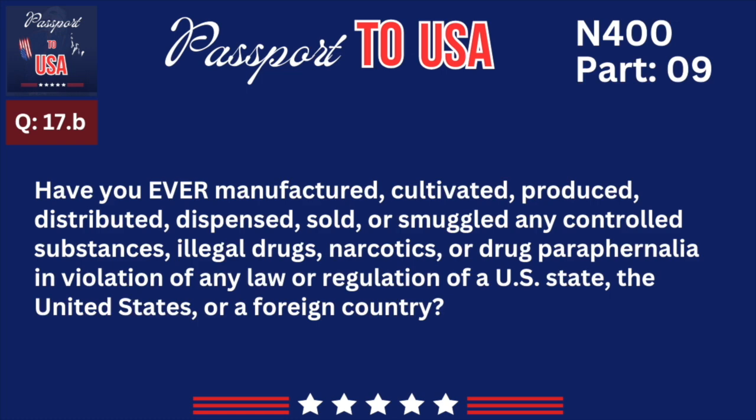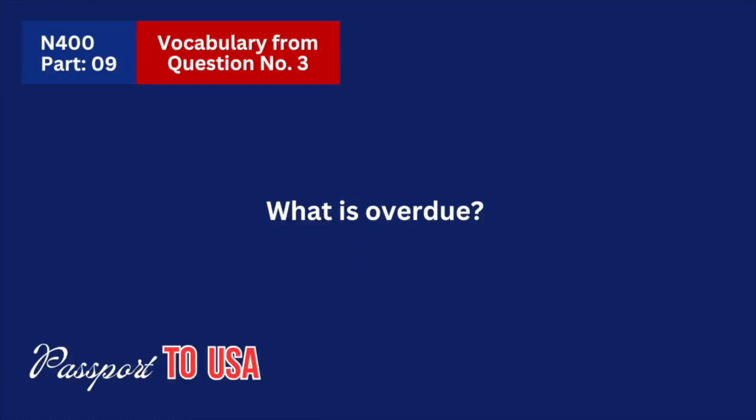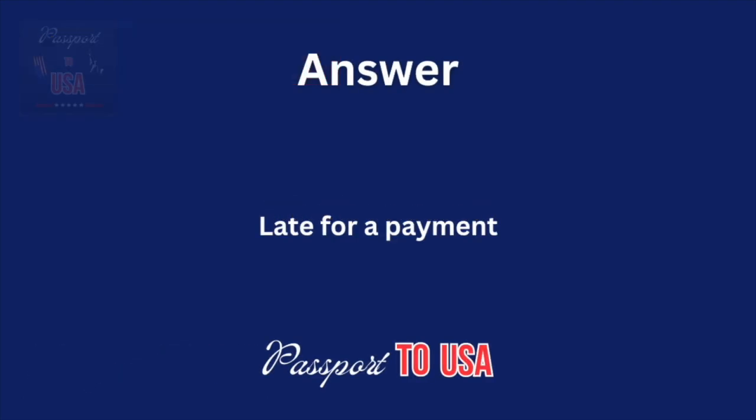Have you ever manufactured, cultivated, produced, distributed, dispensed, sold, or smuggled any controlled substances, illegal drugs, narcotics, or drug paraphernalia in violation of any law or regulation of a U.S. state, the United States, or a foreign country? No. What is overdue? Late for a payment.